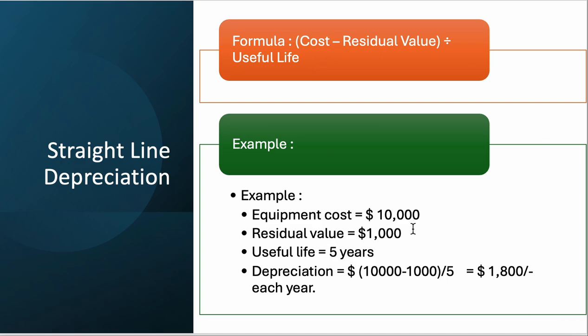So in this case, it would be 10,000 minus 1,000, that is 9,000, divided by 5, that is equal to 1,800 each year. So it's simple, predictable and perfect for assets that lose value steadily over time, like office furniture or buildings.